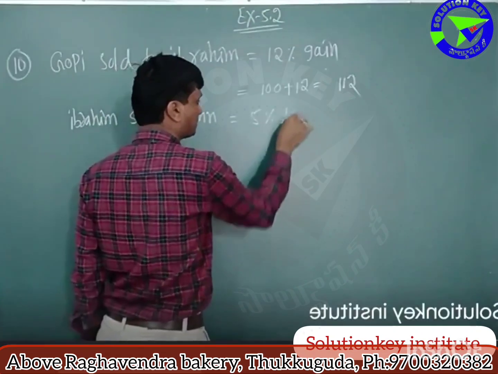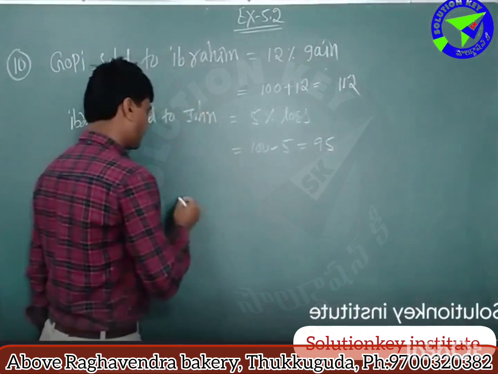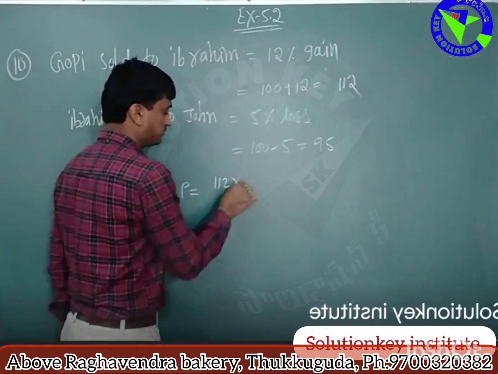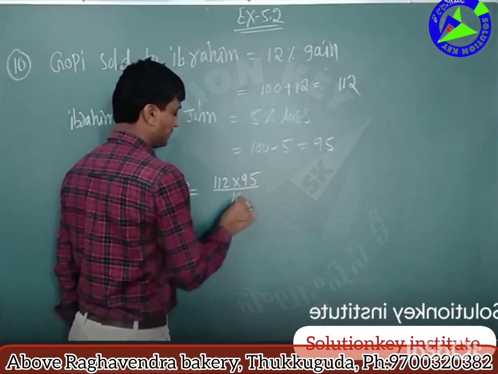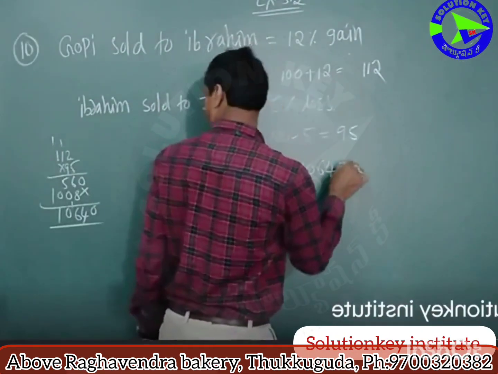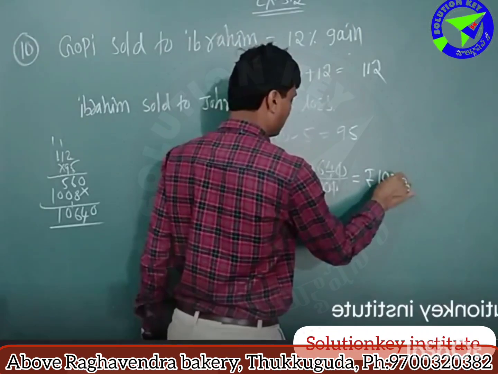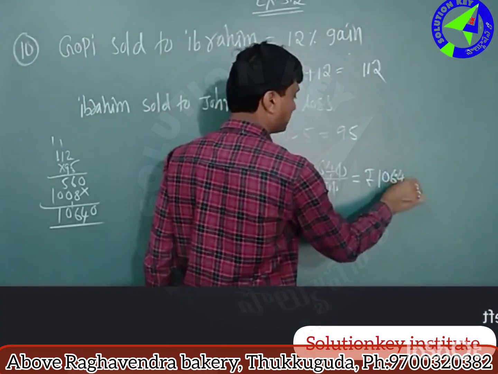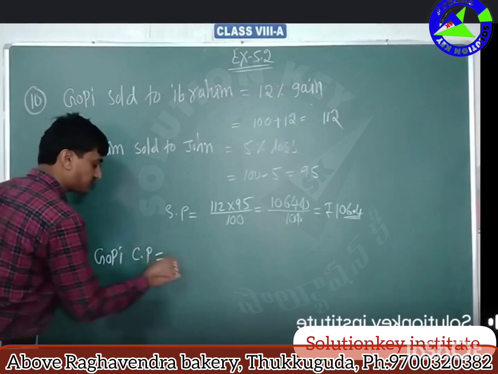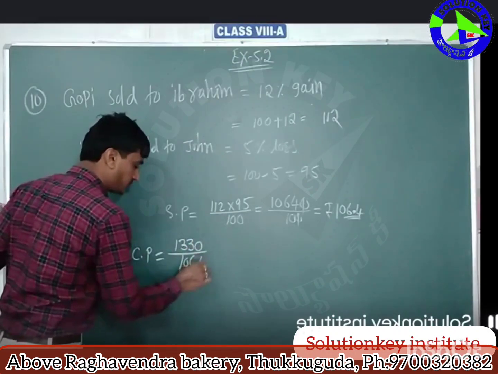At a 5% loss, that means if it is 100 rupees, I have taken off 5%, so 95 rupees. So the selling price is 112 into 95 by 100. Multiplying, 112 into 95 by 100 gives 10640 by 100, zero cancel. So the selling price is 106.4. Cost price is equal to 1330 percentage: 1330 by 106.4 into 100.